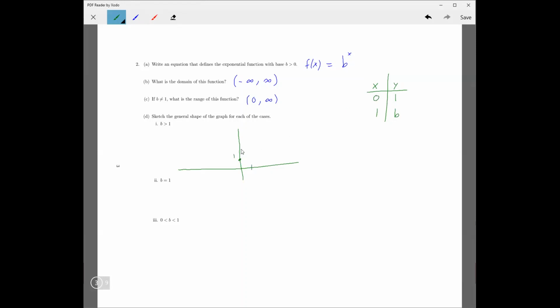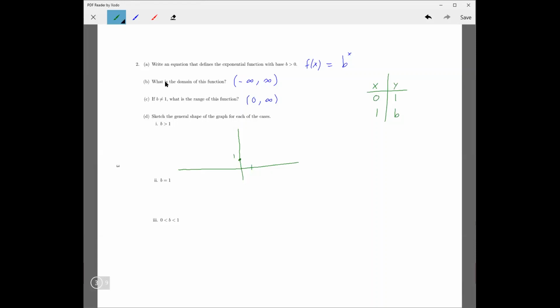Wait, I'm sorry, I have a quick question. Yeah, go ahead. About letter C, if b is not equal to 1, what's the range of the function? Oh, it's the range. Okay, I was thinking it said domain, so I was wondering why it wouldn't be negative infinity to 1 and then 1 to infinity, but I missed the part that said range.